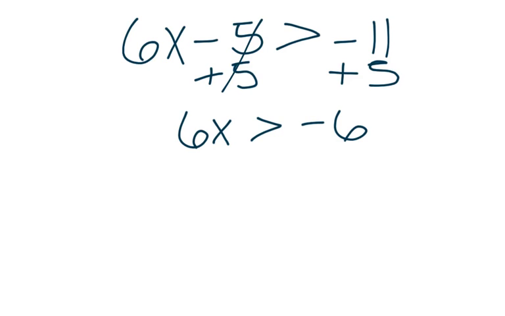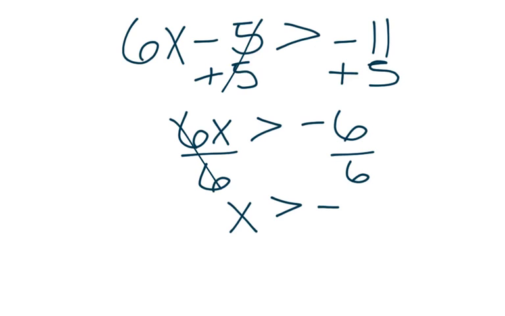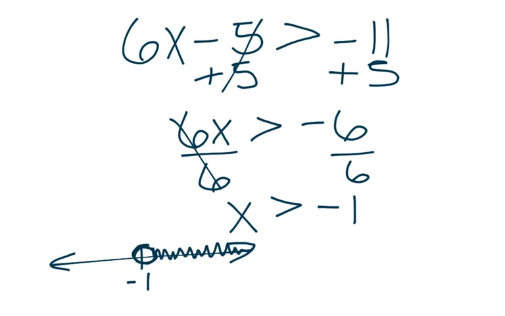Then inverse of multiplication is division. So I'm going to divide both sides by 6. And I end up with x is greater than negative 1. Now to plot that on the number line, just draw a number line. We're going to put a hash mark to represent negative 1. And it's going to be an open circle on negative 1. And I'm going to shade to the right to represent greater than. Again, if you don't understand this part, you need to watch the first video.